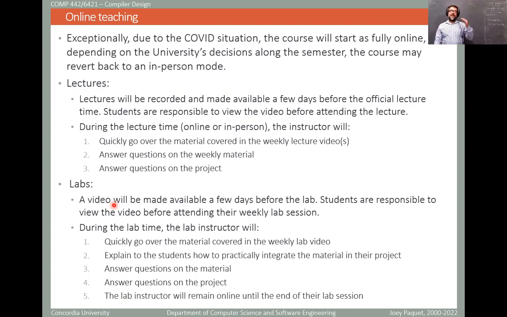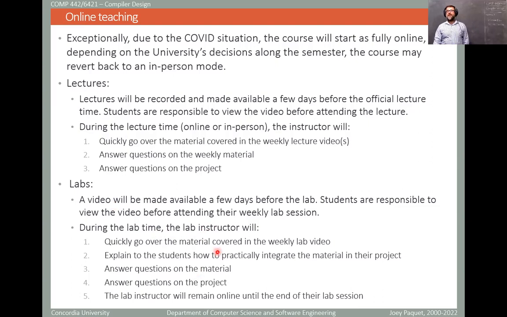You will see also that there are some lab sessions that are listed as programmer on duty. What that means is that for these lab sessions, the lab instructor does not present anything. It's basically there to just answer your questions related to the project.